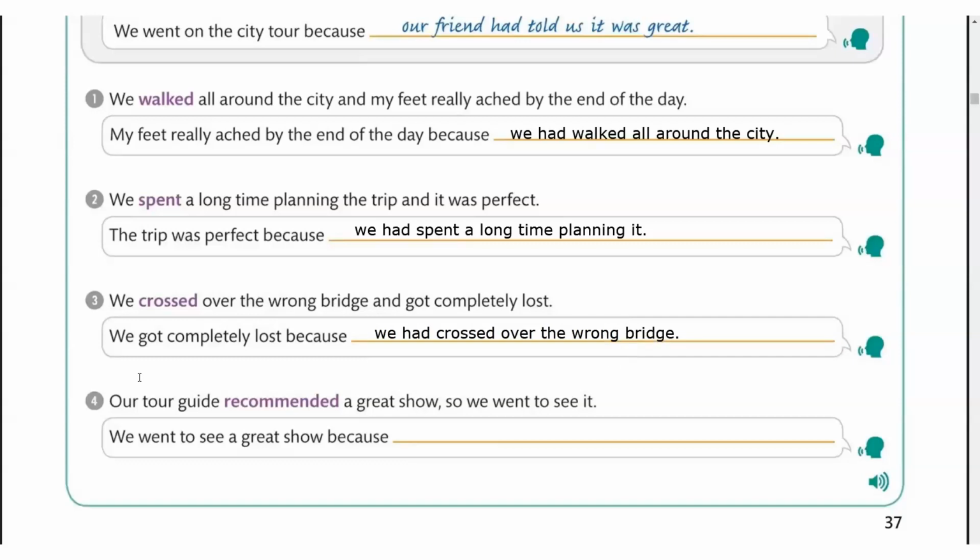Number four, our tour guide recommended a great show, so we went to see it. So we're going to just rewrite that, using past perfect. We went to see a great show because our tour guide had, we need the had, recommended, the past form of the verb, recommended it. Right. Great. So how'd you do? Hopefully you're getting the idea of how to use the past perfect and why we use the past perfect. Okay, let's move on.